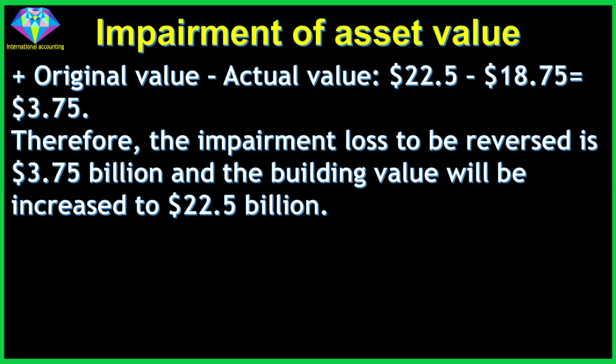Original carrying amount minus actual carrying amount: $22.50 minus $18.75 equals $3.75. Therefore, the impairment loss to be reversed is $3.75 billion and the building value will be increased to $22.5 billion.